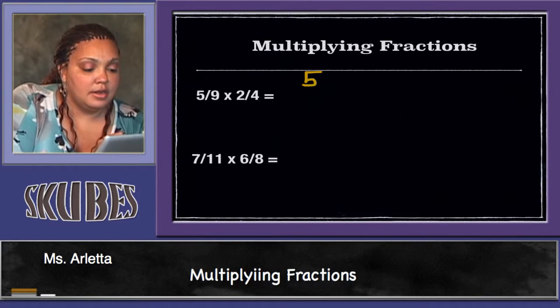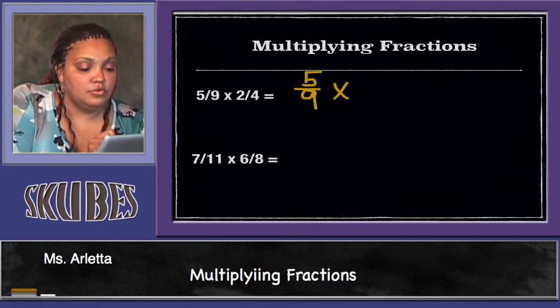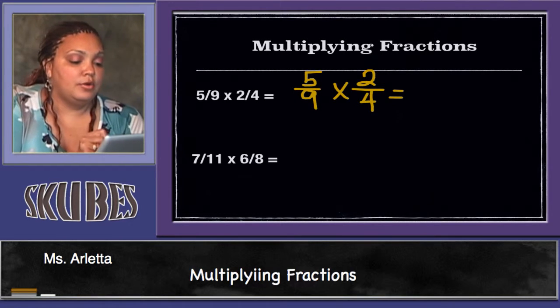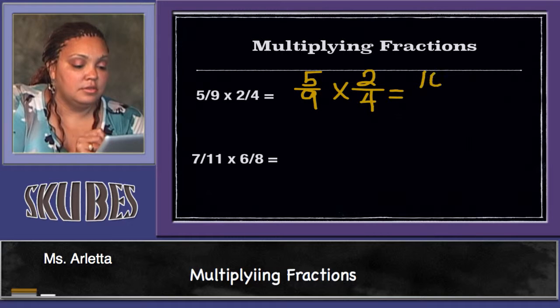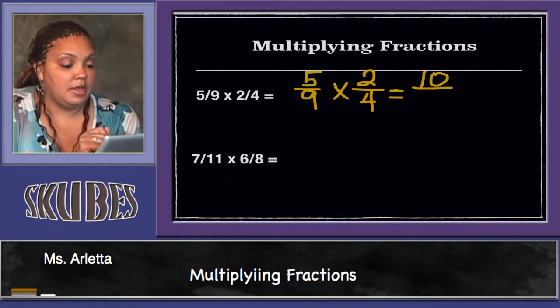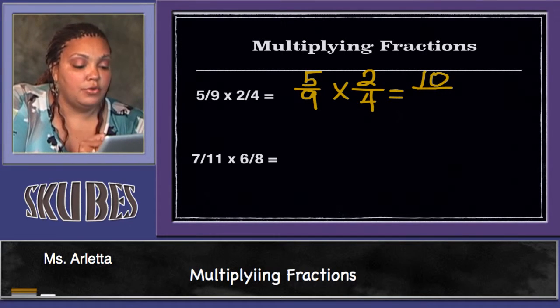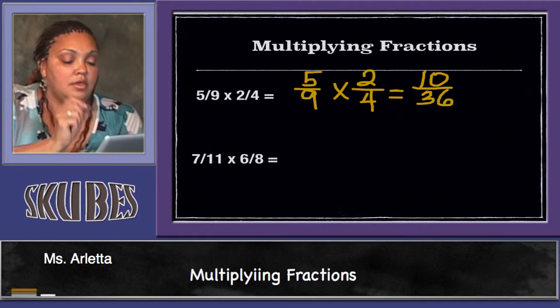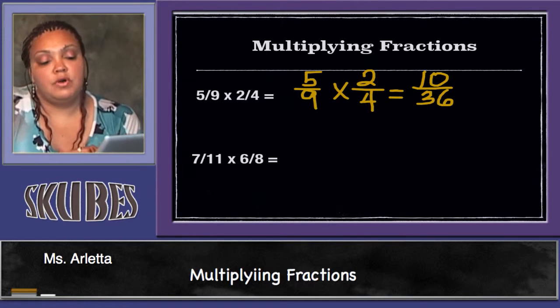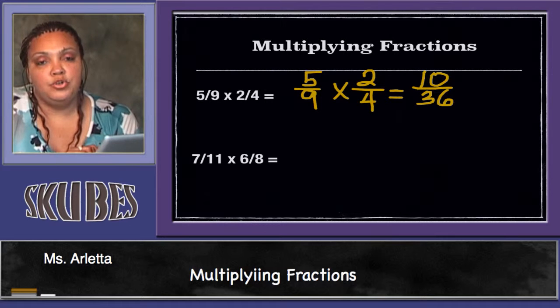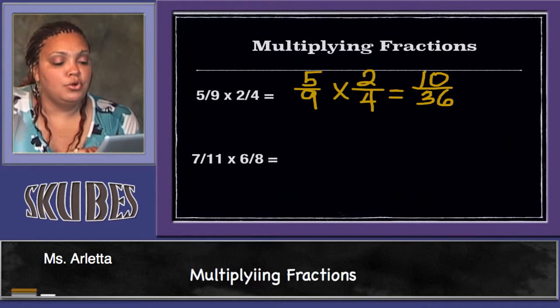Five over 9 times 2 over 4. Let's multiply our numerators, 5 and 2, and we get 10. Now let's multiply our denominators, 9 and 4. We have 36. Is there a common factor? Let's first of all think of the factors of 10. And when you're calling out those factors, you're asking yourself, is this a factor of 36? So let's start with 1 and 10, 2 and 5. Will 2 go into 36? Yes, it will.